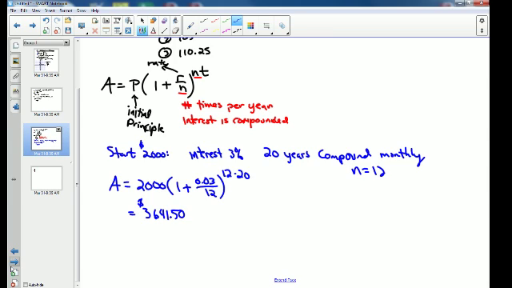Questions? These are word problems. You have to pull the info out and put it in the right equation. Okay?